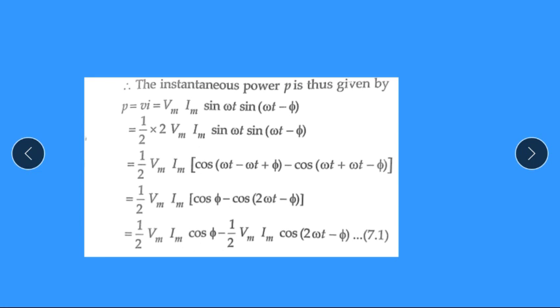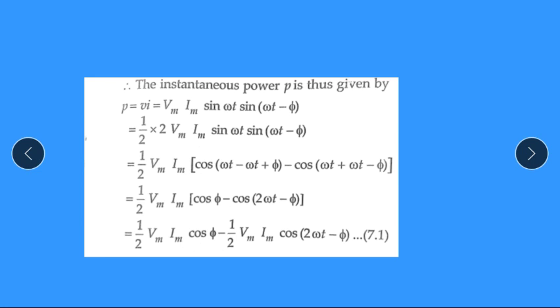So we can write p is equal to 1 by 2 Vm Im [cos(omega t minus omega t plus phi) minus cos(omega t plus omega t minus phi)], where omega t is considered as A and omega t minus phi is considered as B. So the power p is 1 by 2 Vm Im [cos phi minus cos(2 omega t minus phi)]. That can also be written as 1 by 2 Vm Im cos phi minus 1 by 2 Vm Im cos(2 omega t minus phi).